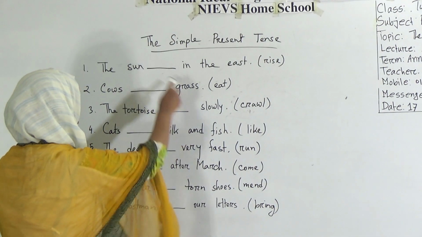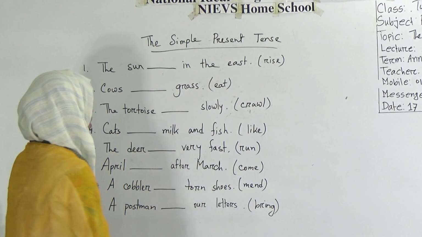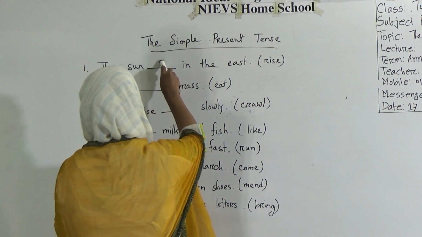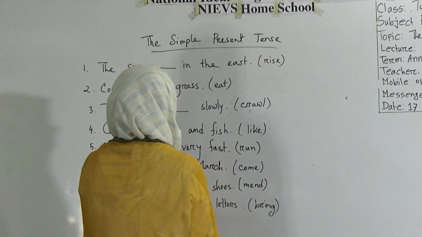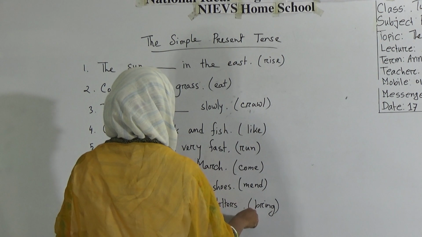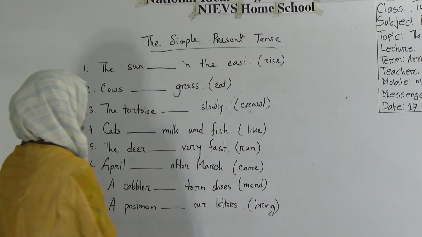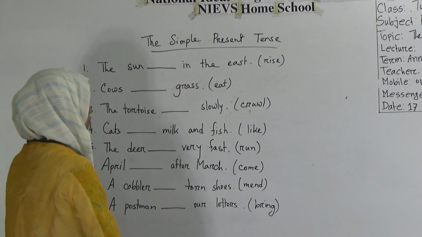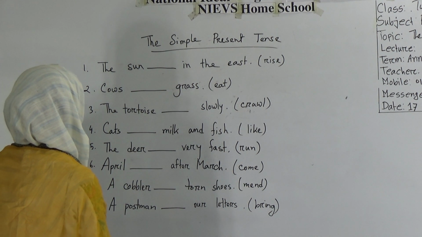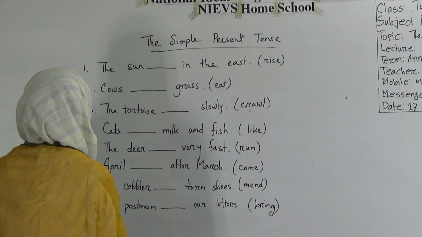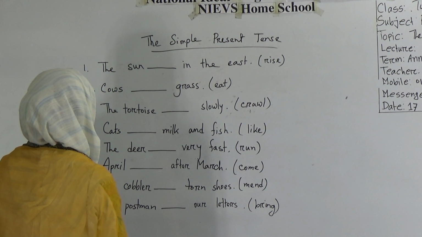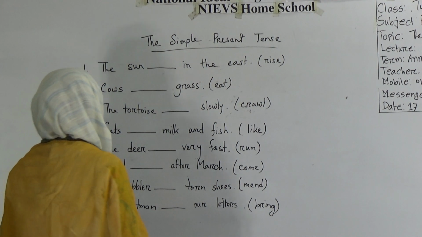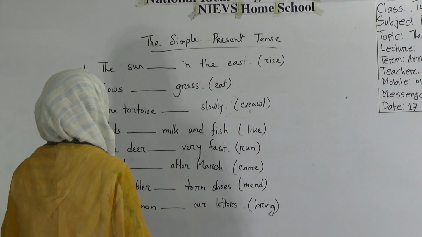The sun dash in the east. In these sentences you will have to fill in the blanks with the word rise. You have some action words here and we'll change the words according to the simple present tense. From our definition we know that when we talk about something which is happening regularly, which is your habit, something you do every day or regularly, then we can call it the simple present tense.